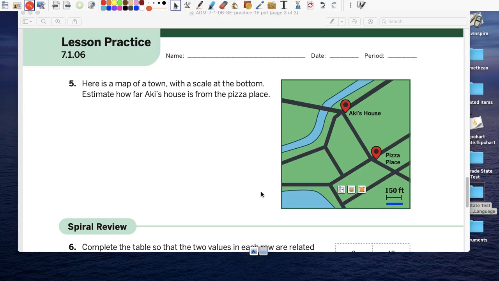Right, it's about the same, right? So if I took that, that particular distance is 100 feet, 150 feet. So let me see if I can turn this. How do I turn this?